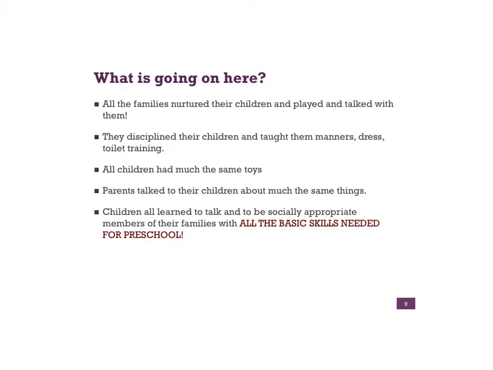All of the families nurtured their children and played and talked with them. They disciplined their children and taught them manners, dress, and toilet training. All of the children had pretty much the same toys. The children were talked to by their parents about much the same things. Children all learned to talk and to be socially appropriate members of their families with all the basic skills needed for preschool. So what was the difference?